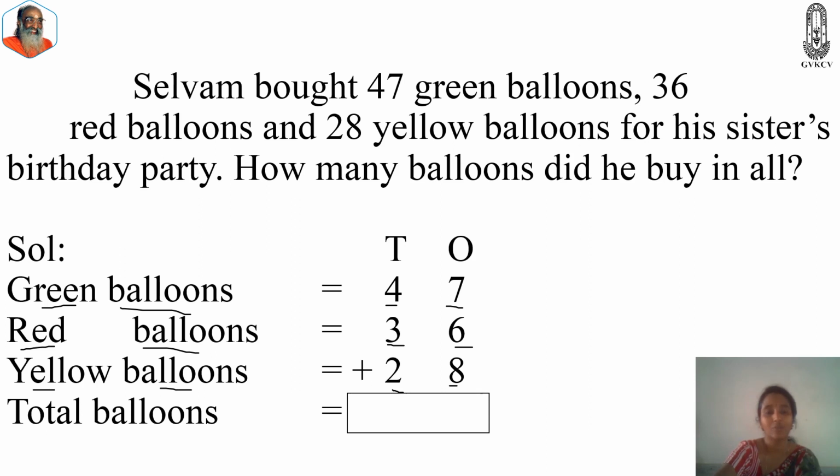So, total balloons, total number of balloons. Now what you should do, in all is there in question, right? So we should keep the add sign. Next, see. Now add the numbers under ones. What are they? 7 plus 6 plus 8. Keep 7 in mind, open 6 fingers. 7 after 8, 9, 10, 11, 12, 13. Now keep 13 in mind and open 8 fingers. After 13, 14, 15, 16, 17, 18, 19, 20 and 21.